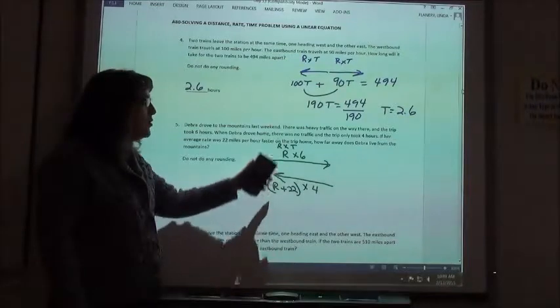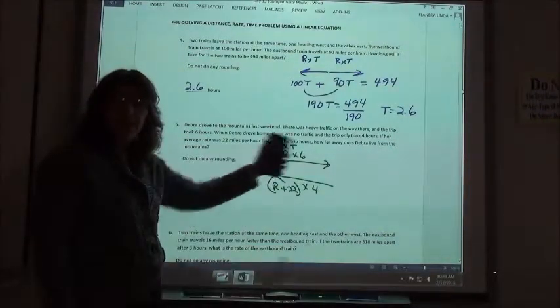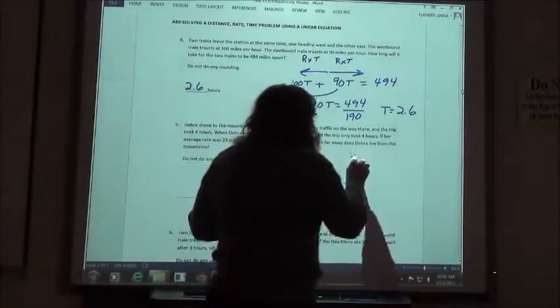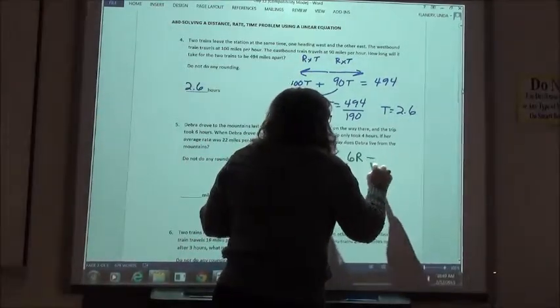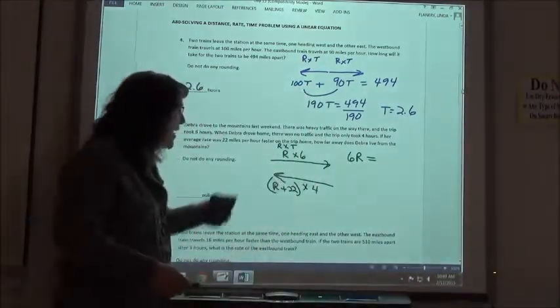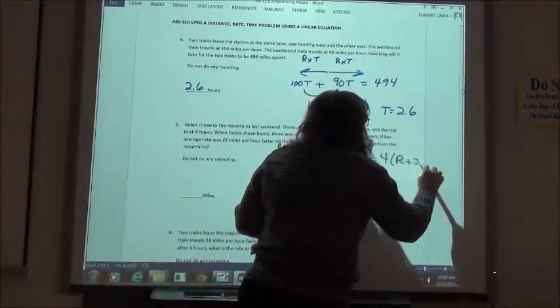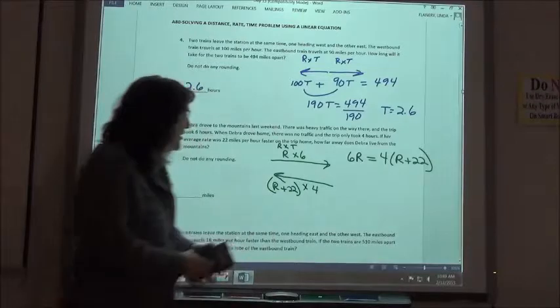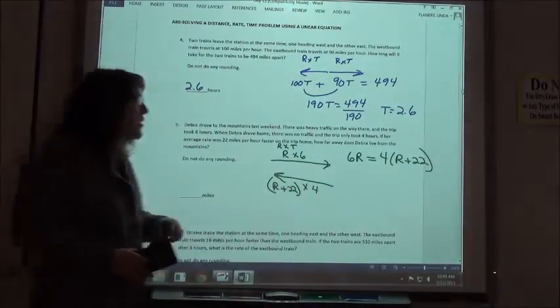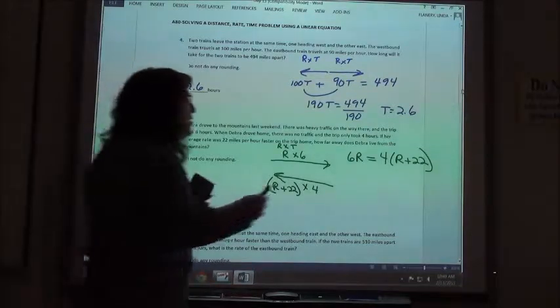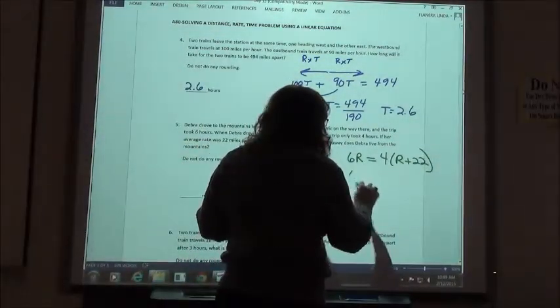We know that those two things should be the same, because if I went someplace and came back, it should be the same distance. So r times 6 would be 6r. That's going to equal 4 times our r plus 22. So it looks nice, right? If I take 4 times r plus 22, I can write it as 4 times (r plus 22). So now I have an equation I can solve.